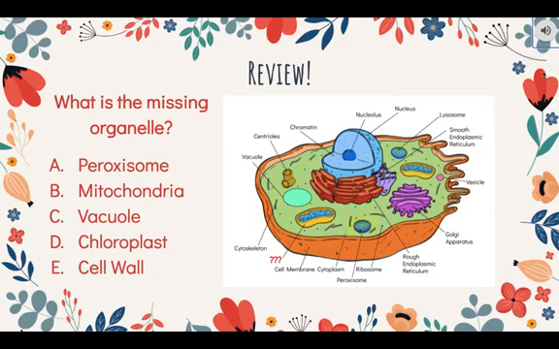Now, let's review what you just learned. What is the missing organelle? Is it A, the peroxisome, B, the mitochondria, C, the vacuole, D, the chloroplast, or E, the cell wall? If you said B, the mitochondria, you are correct.